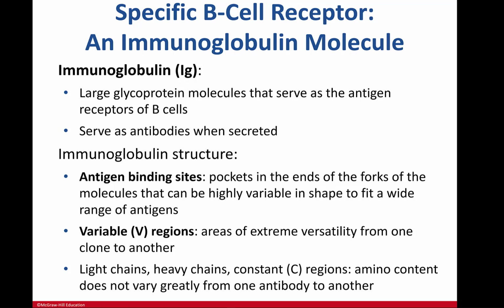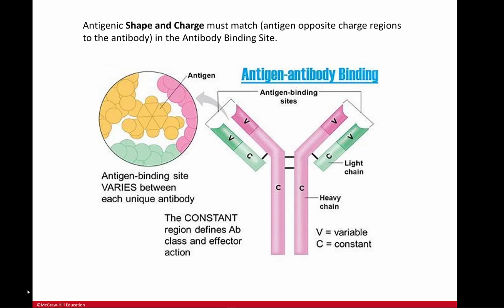So the specific B cell receptor is the immunoglobulin molecule that we have to grind, and it's a large glycoprotein molecule that serves as the antigen receptor of B cells, and they have an antigen binding site, a variable region, areas of extreme versatility, and then they have light and heavy chains, and I'll show you that, and the constant region. And so all that boils down to right here. Here's the heavy regions. These are the heavy chains right here. These are just the longer parts of the protein.